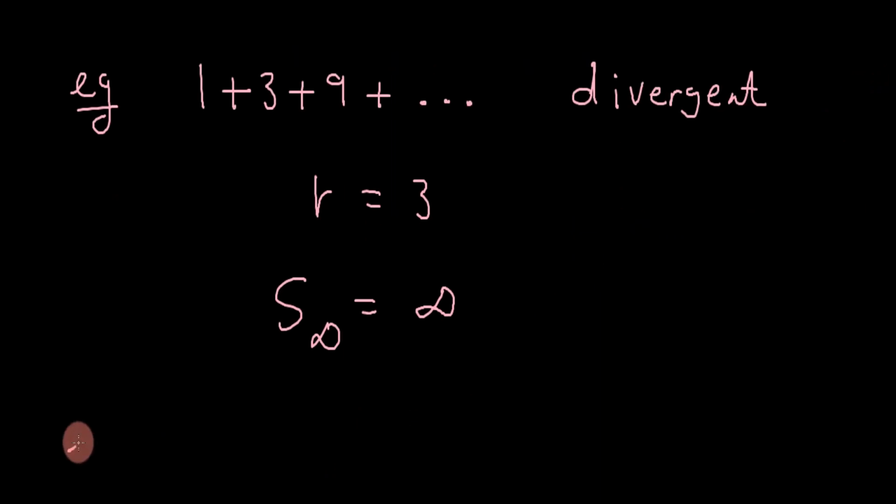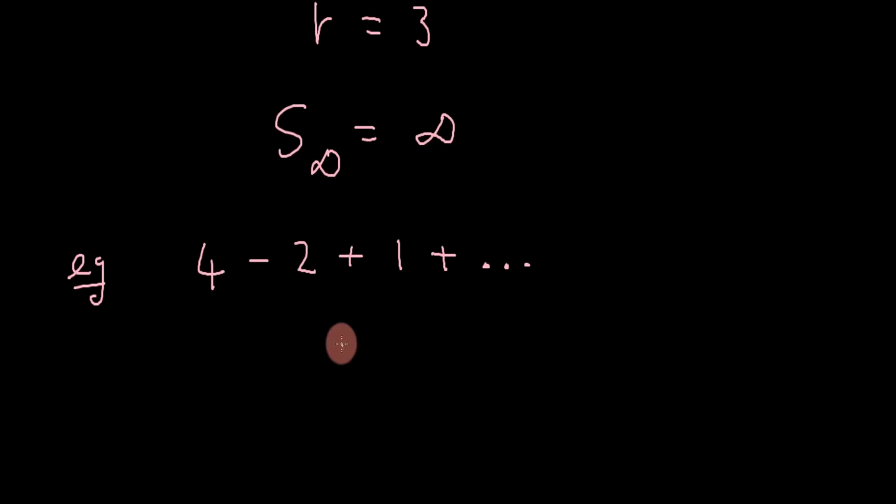Let's take a second example. Let's take 4 minus 2 plus 1, etc. Once again, it's an infinite geometric series, and in this case, the common ratio r, we can take term 2 divided by term 1, and this comes to negative a half.